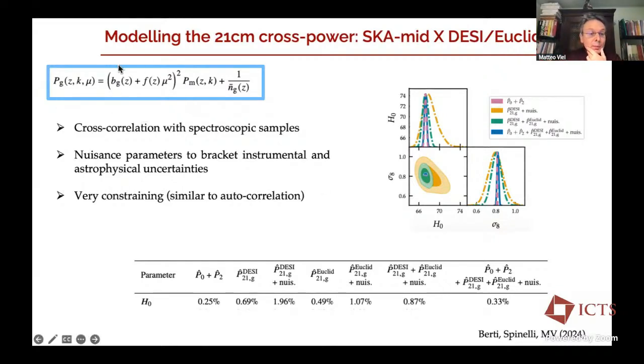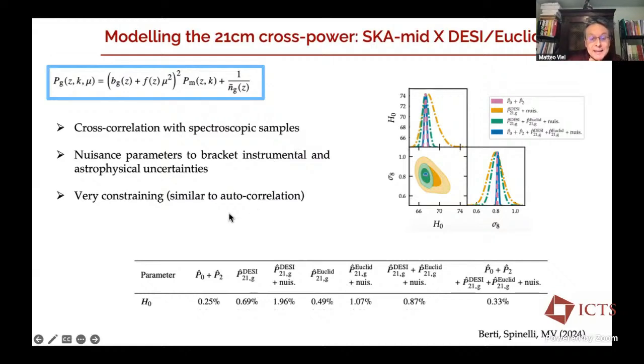So we modeled the cross-correlation. In this case, we have two data sets that are fake, mock, but DAISY and Euclid. And we model very simply like this. We cross-correlate with the spectroscopic samples. They have to have a kind of large volume, always in the context of SKA1-Mid. We also allow for nuisances.